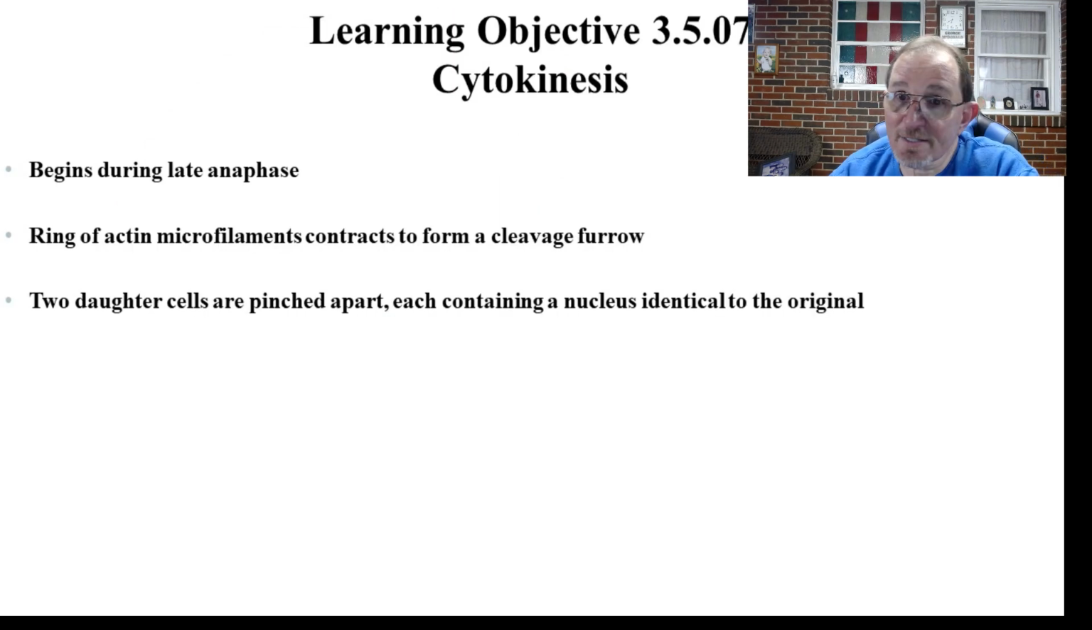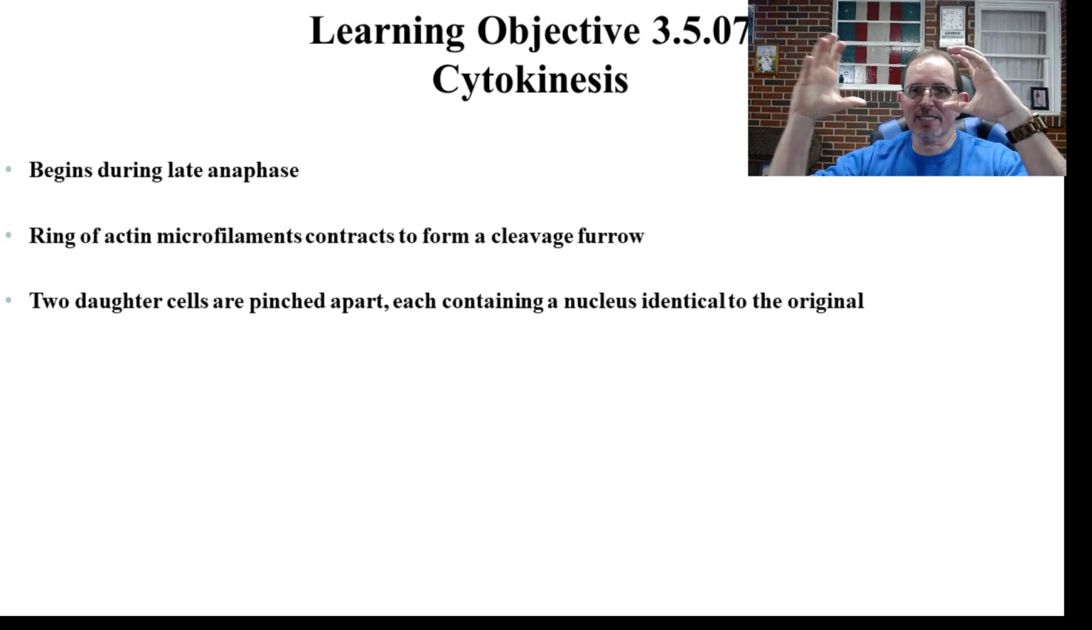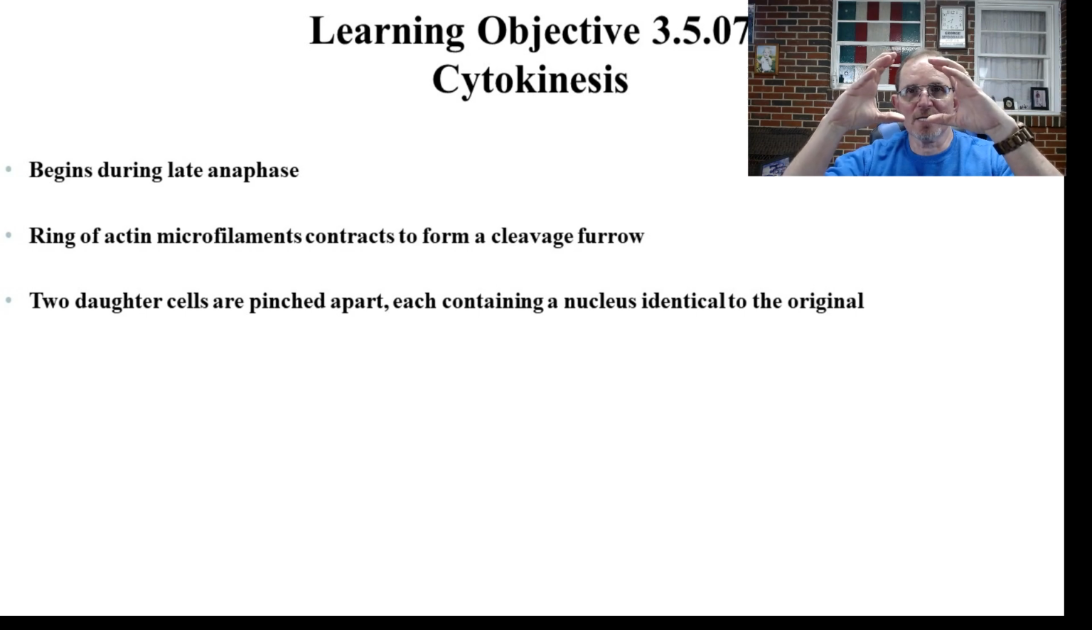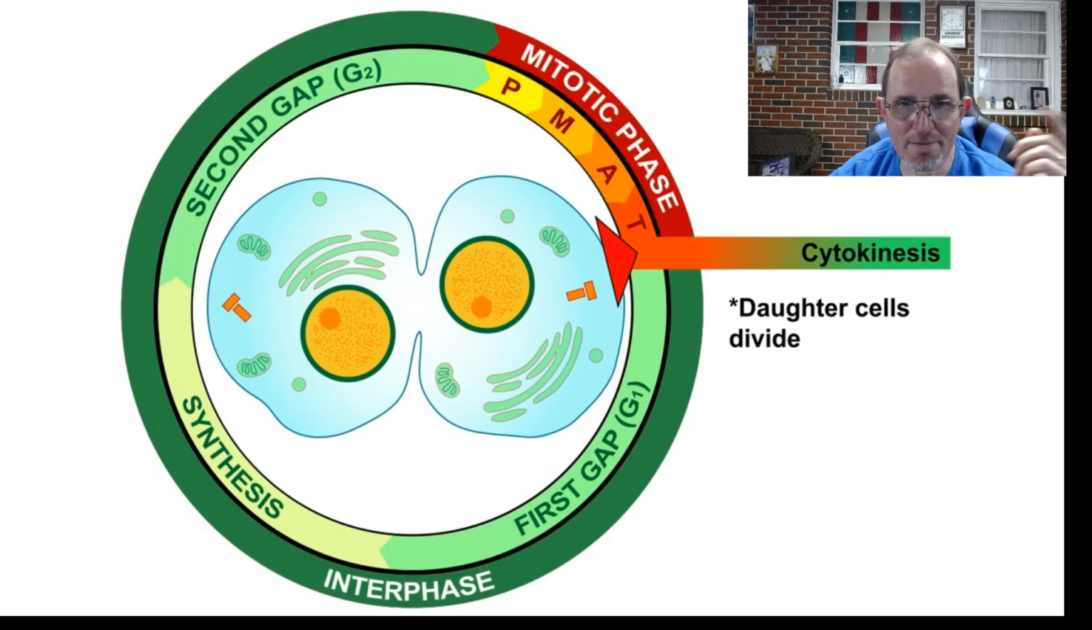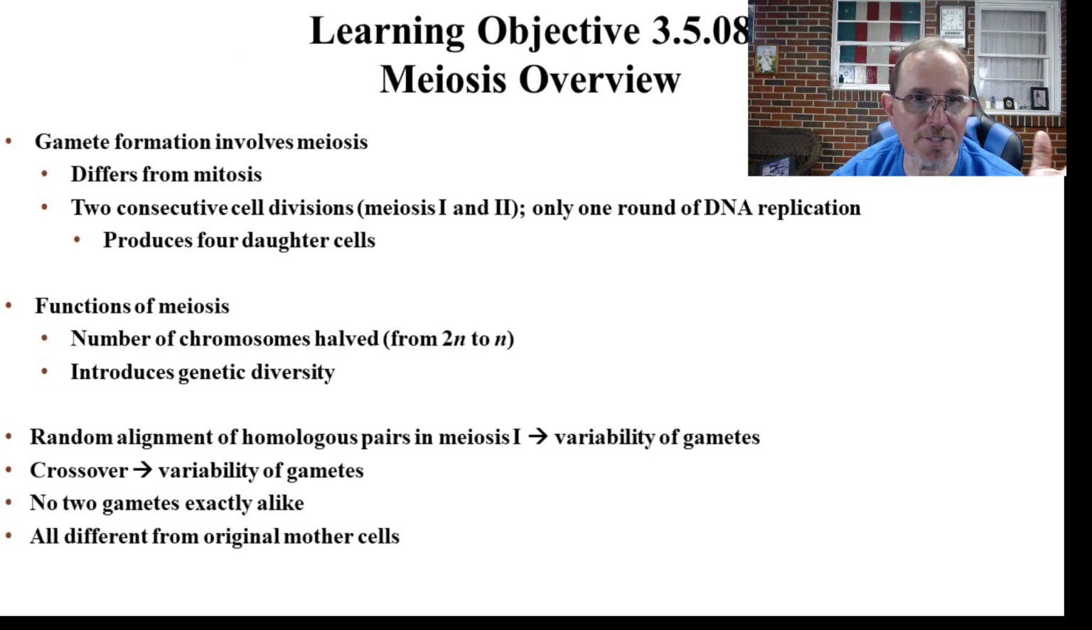Now, cytokinesis is the last part of cell division, not a part of mitosis. And we've got microfilaments that just kind of constrict, and they take this big old round middle of the cell and squeeze it until they pinch apart. And again, that's called the cleavage furrow. And we're just doing this to complete the cell division.